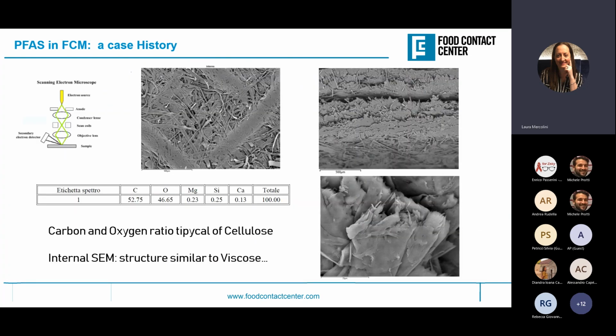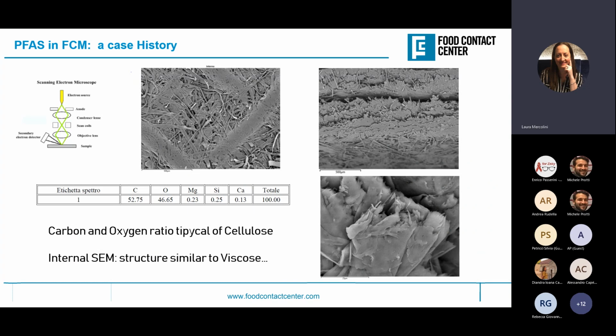That's why we decided with the customer to go a little bit deeper and try to understand also the structure, and also whether in the material there were some other polymers or other components. So we performed some imaging, and we can see here, going from the external to the internal, the typical paper fibers. But if we go from external to internal of the sample, we can see some fibers that are not typically the fibers of paper and boards.